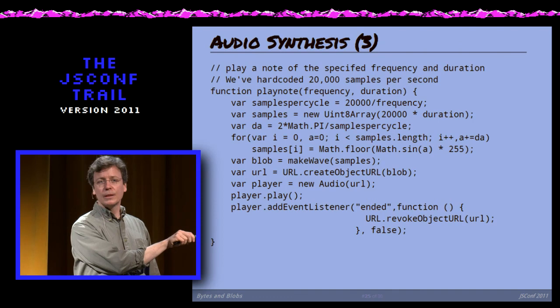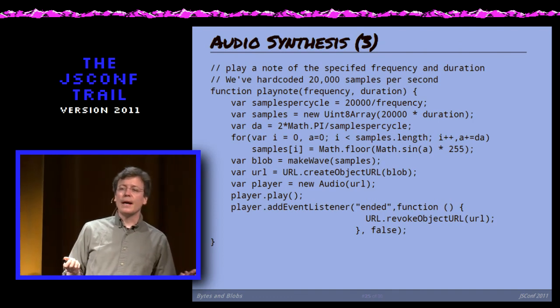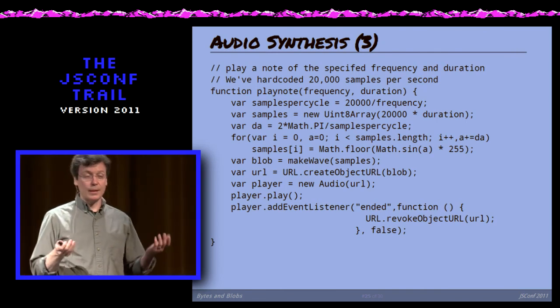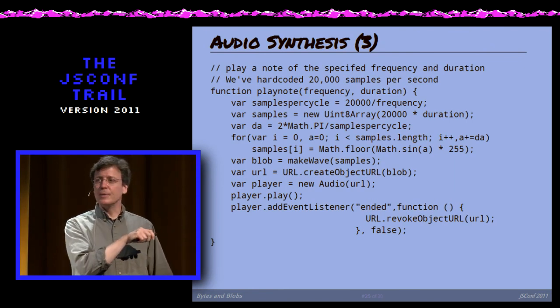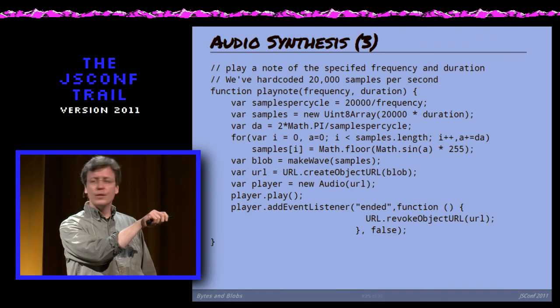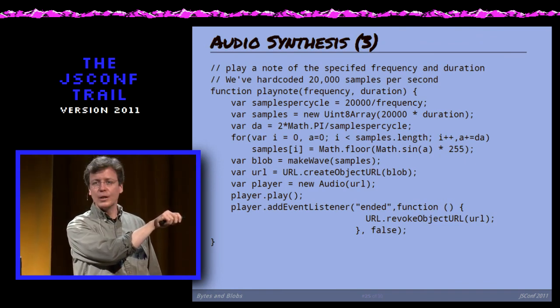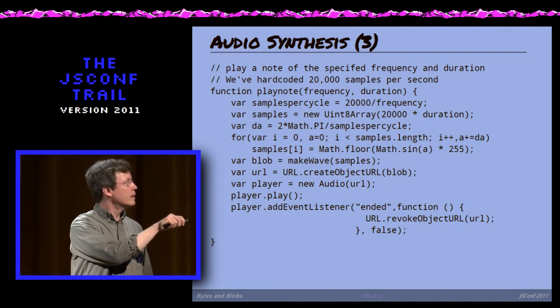Create a new audio object. This is just the constructor. The HTML5 audio tag, I guess by analogy to the old HTML image tag, has this audio constructor, just like the image has an image constructor. I'm not exactly sure why that was necessary. I could have just done document.createElement audio, and that would have worked, and I could have just set the src property to the URL, but it's easier this way.